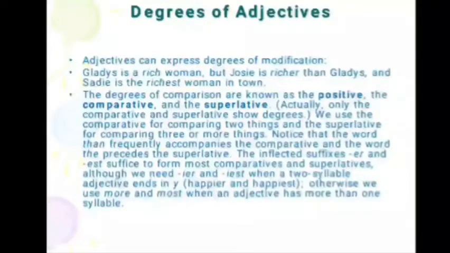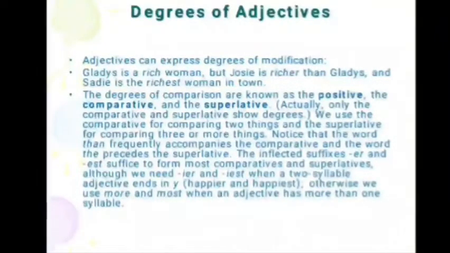Actually, only the comparative and superlative show degrees. We use the comparative for comparing two things and the superlative for comparing three or more things. Be sure that the word than frequently accompanies the comparative and the word the precedes the superlative. The inflected suffixes er and est suffice to form most of the comparatives and superlatives.